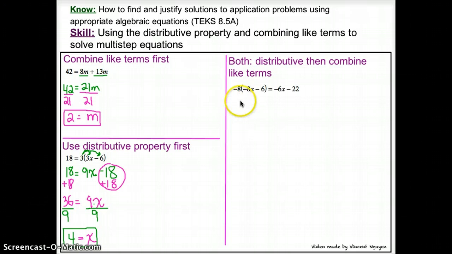We have a rather messy equation. As you can see, things are just sitting everywhere. Here you have negative 8 being multiplied by all of this mess inside: negative 8 times negative 8x minus 6, and then equals, on the right hand side, negative 6x minus 22. So not only do you have x on this side, you also have an x term on this side. Somehow we need to bring them together so that we can combine them.